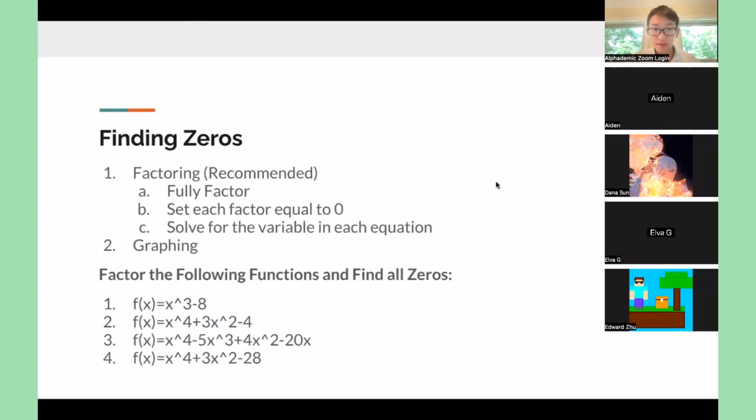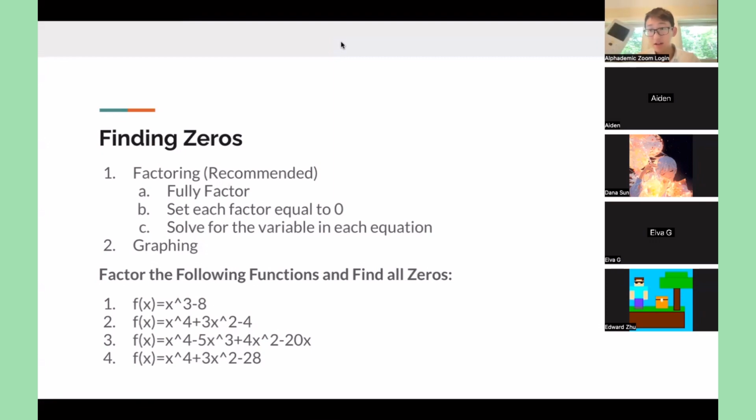Okay. So finding zeros. Now there are two ways to find zeros. One is through factoring, and the other is through graphing. Today I'm just going to cover factoring, because graphing takes a lot of steps and processes to do. And also for graphing, you would typically need a graphing calculator.